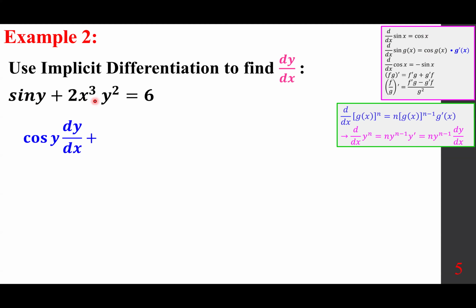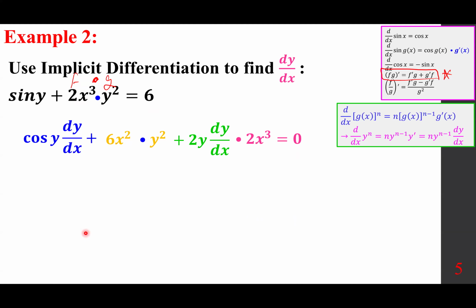What about this one? We notice it is the product of 2x cubed and y squared. We throw in a raised dot and say this is f times g. We use the product rule. We get f prime, which is 6x squared, times g, which is y squared, plus g prime, which is 2y y prime, or dy dx, times f, which is 2x cubed, and the right side is a number, so it becomes 0.